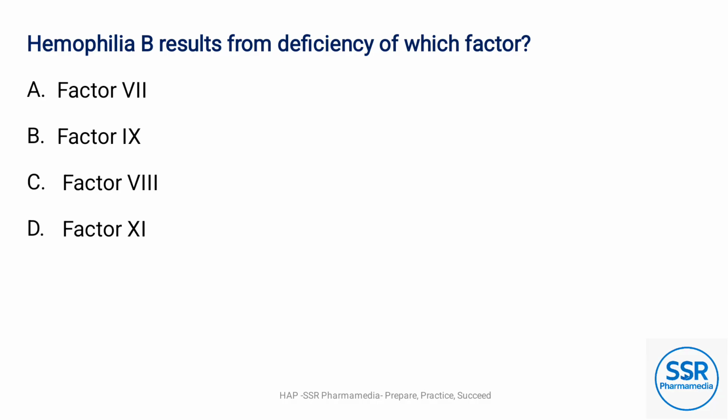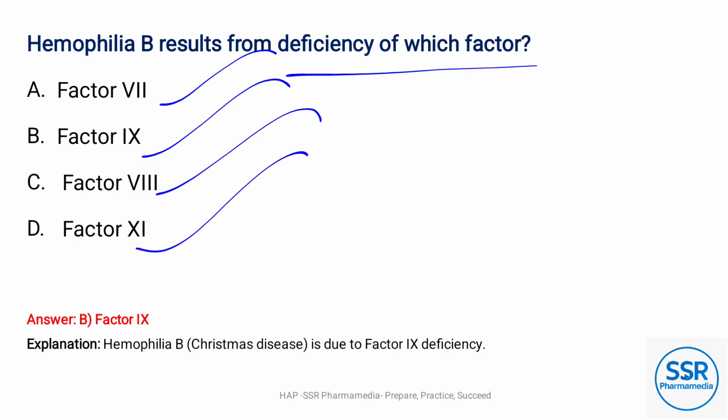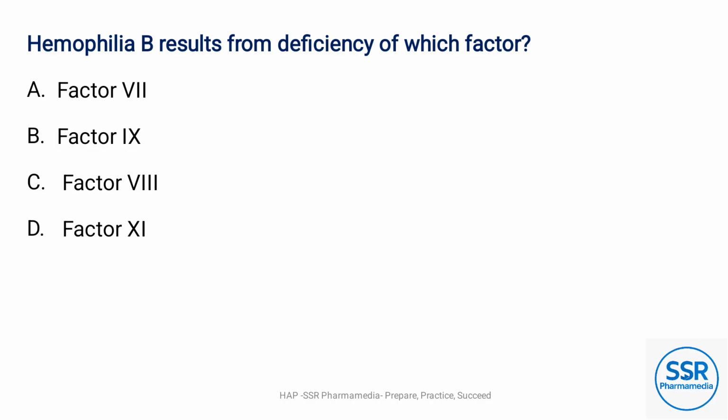Next, hemophilia B results from deficiency of which factor? Option A, factor 7. Option B, factor 9. Option C, factor 8. Option D, factor 11. The answer is option B, factor 9. Hemophilia B is Christmas disease, due to factor 9 deficiency.